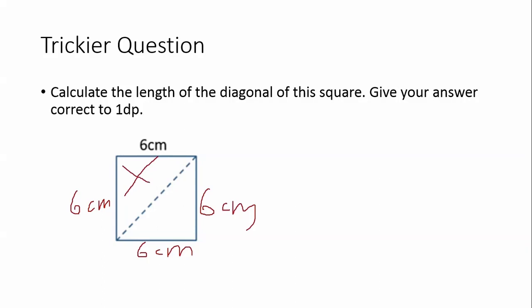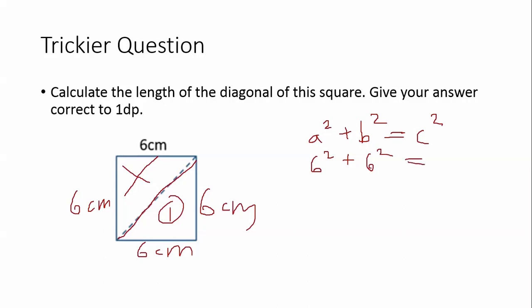We're going to ignore this part. We're going to focus on this part over here. And this is the hypotenuse, because this is the longest side and it is always opposite to the right angle. Move on to the formula quickly. A squared plus B squared is equal to C squared. Over here we have 6 squared plus 6 squared, which is equal to C squared.